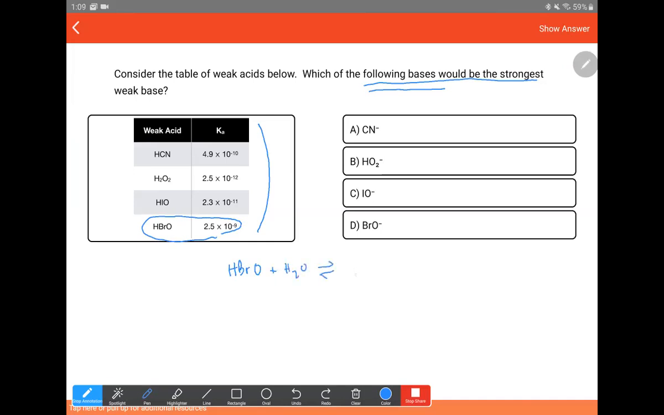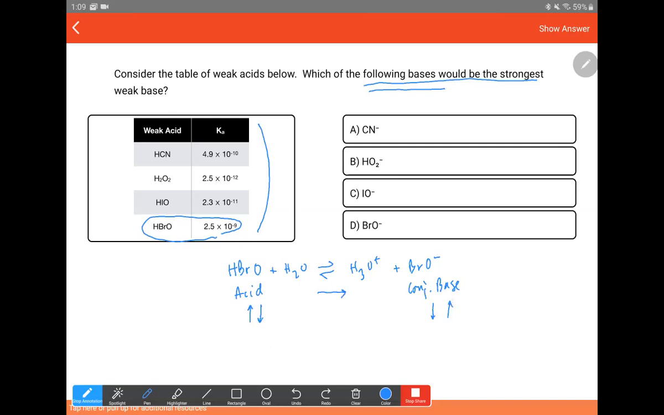And we get, now remember, here's our acid, here's our conjugate base. So the stronger this acid is, the weaker the conjugate base is, because it means it's more likely to go this direction. Now, that means the weaker the acid, the stronger the conjugate base.